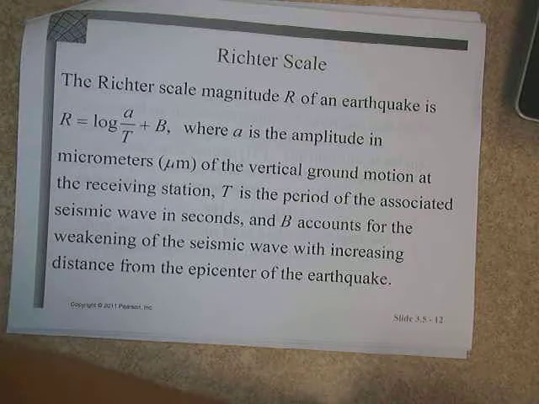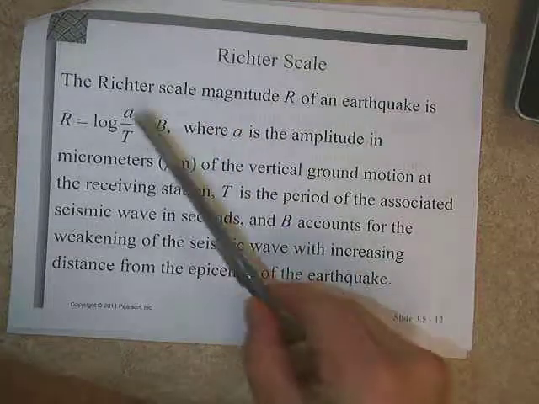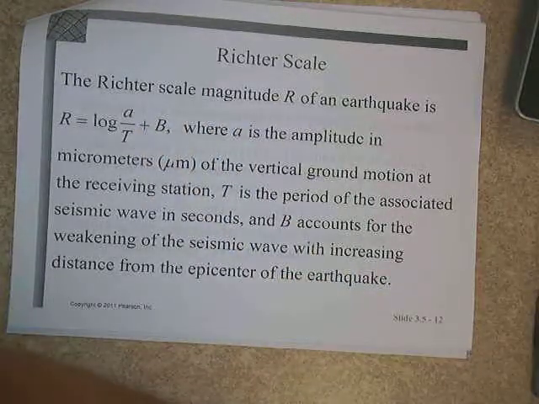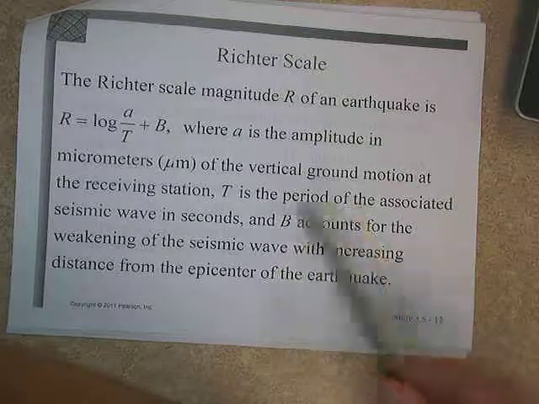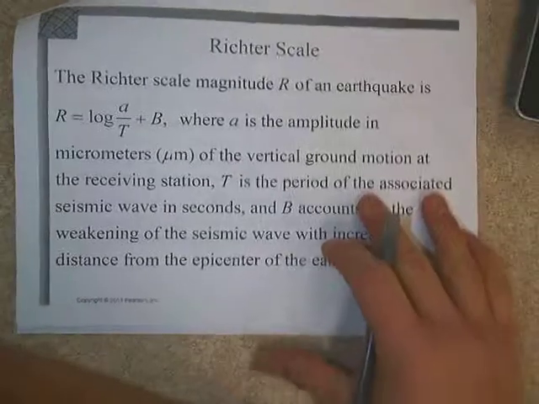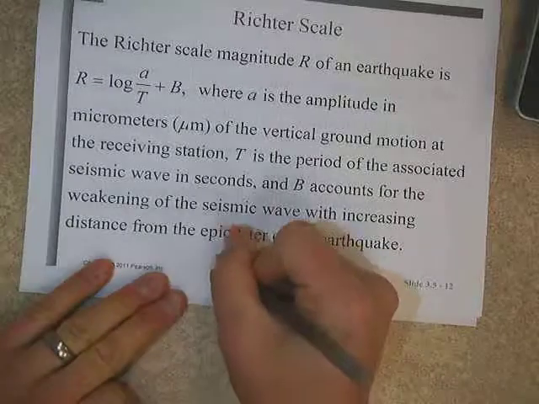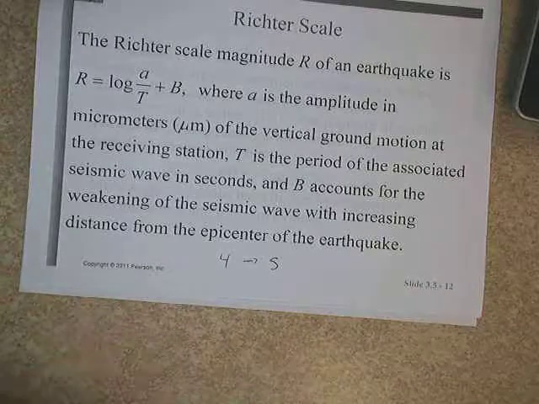So ultimately, the Richter number that we get on an earthquake is calculated by taking the amplitude, which is measured by a machine, if you will, and the T is again measured by a machine as well, and then B accounts for the weakening of the seismic wave with an increasing distance from the epicenter. All stuff that can be recorded with a machine ultimately. So if we were able to come up with those 3 values, that would give us a Richter number for the earthquake. And if we know those numbers, then this is pretty easy to find the Richter number, of course.